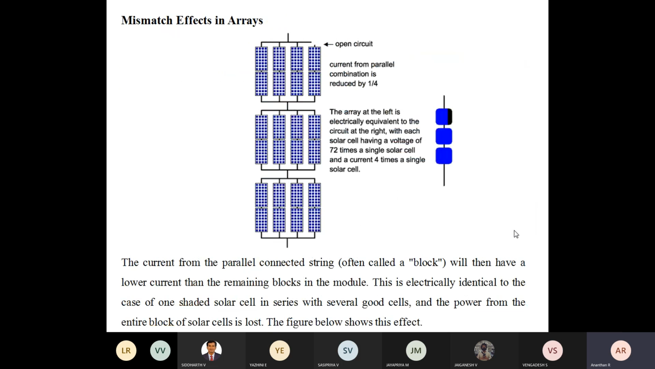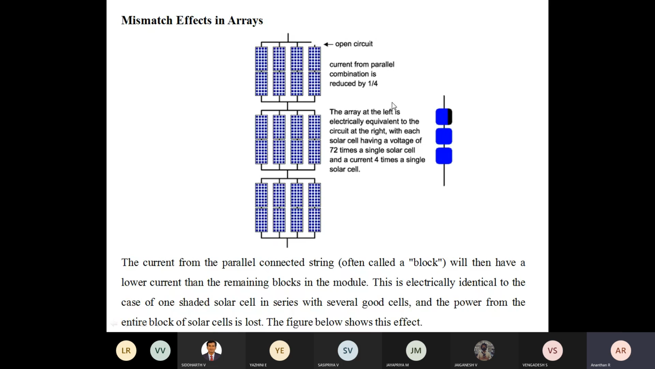If you look at the mismatch effects in arrays, if you want to connect things in parallel, there are n number of modules. These two modules are connected in series, and these two modules are connected in series too. But all the modules are also connected in parallel. So parallel is not only parallel, it is also connected in series. Let us consider all this as a single module, and similarly this is a single module and this is a single module.